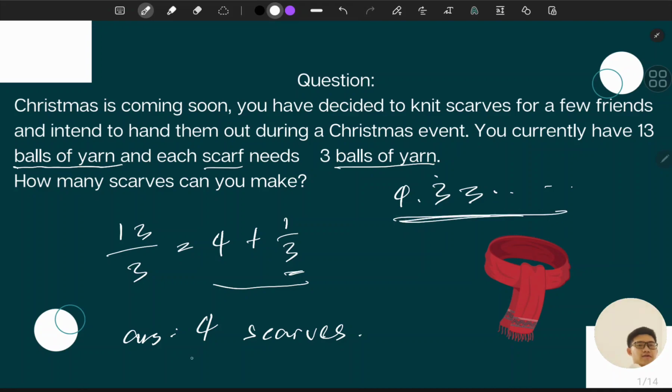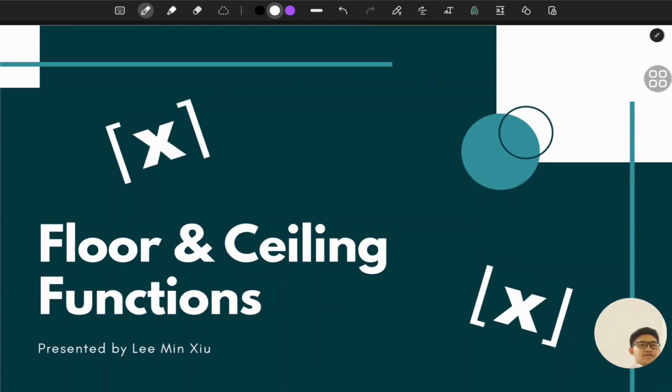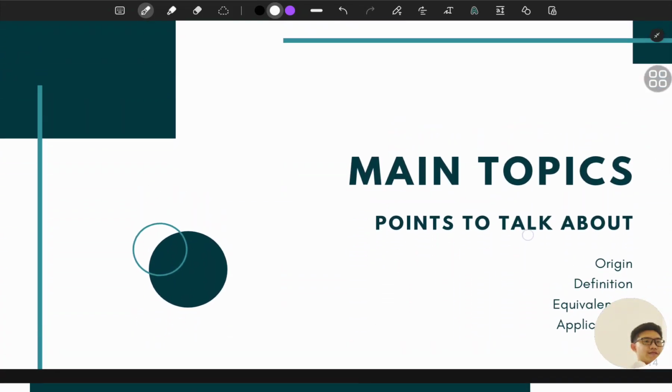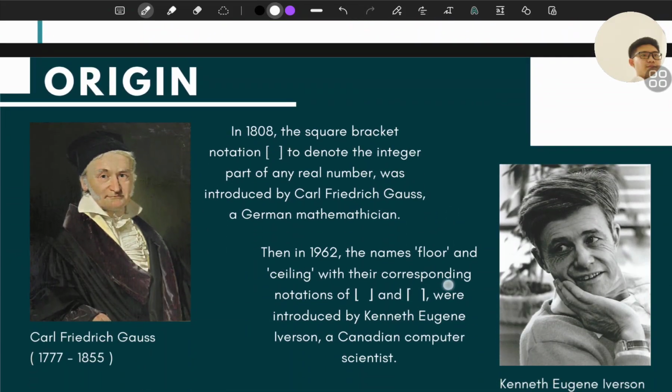And now you have this as your output, right? But your answer is 4. Let's say you want your answer to be 4 instead of this. So how would you program it? Well, apparently there are functions for it, which are called floor and ceiling functions. So basically this is the floor function and this is the ceiling function, denotations. Alright, so yeah, this will be the main topics we'll be talking about.